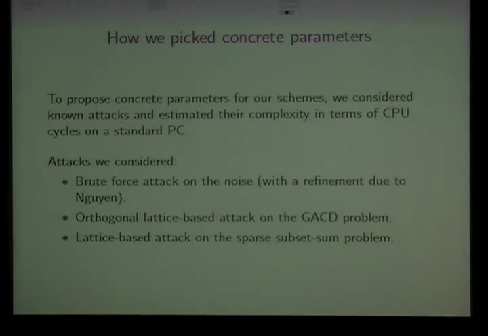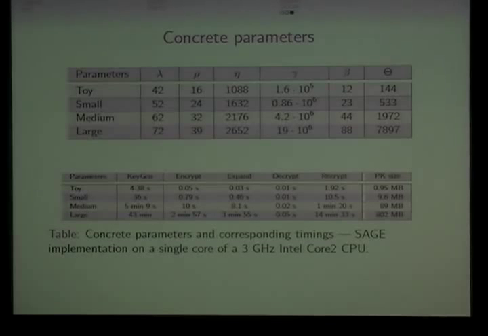Then we tried to propose concrete parameters. The idea was to enumerate all the attacks available on those problems and see how they work, so that we can pick the smallest possible parameters to avoid them. There are several attacks: brute force on the noise, an orthogonal lattice-based attack on the GACD problem, and a lattice-based attack on the sparse subset sum problem. This gave us some parameters. In particular, 72 bits of security gave you a public key size of 800 bits, a recryption operation of 15 minutes, etc.